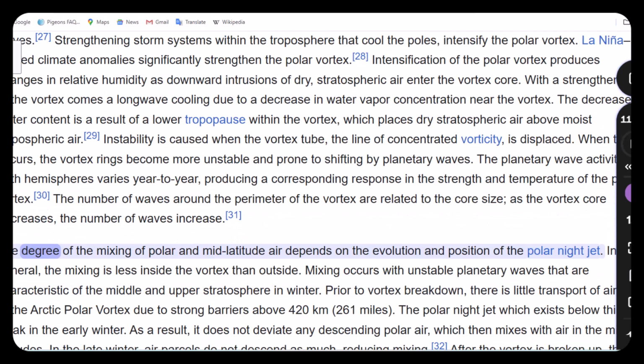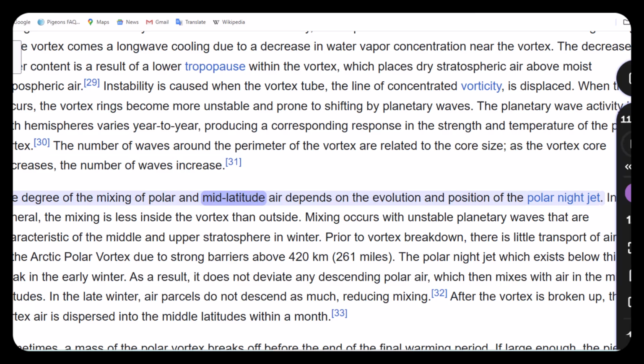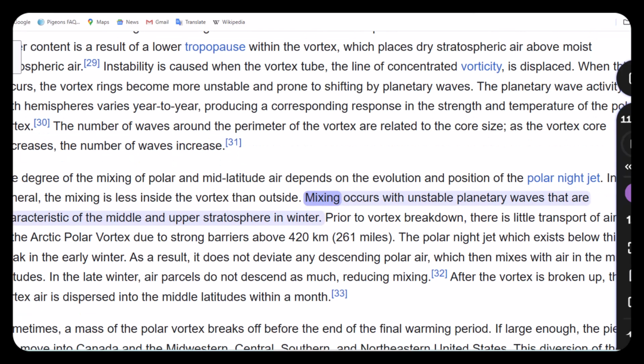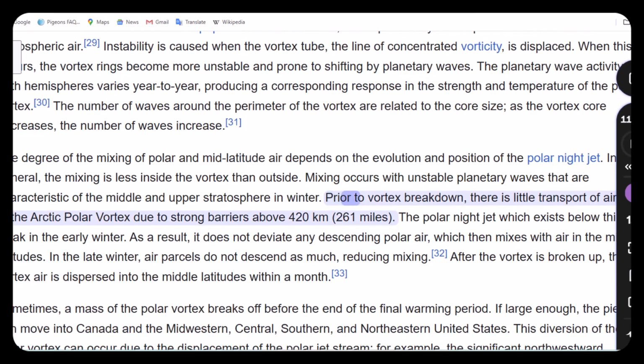The degree of the mixing of polar and mid-latitude air depends on the evolution and position of the polar night jet. In general, the mixing is less inside the vortex than outside. Mixing occurs with unstable planetary waves that are characteristic of the middle and upper stratosphere in winter. Prior to vortex breakdown, there is little transport of air out of the Arctic polar vortex due to strong barriers above 420 kilometers, 261 miles.